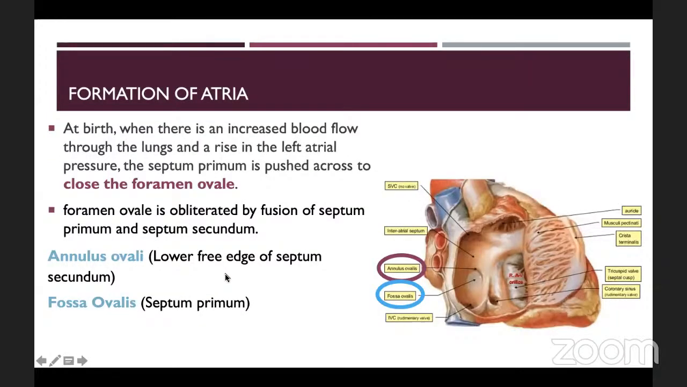At birth, when there is increased blood flow through the lung, raising left atrial pressure, the septum primum is pushed across to close the foramen ovale. The foramen ovale is obliterated by fusion of the septum primum and septum secundum. The annulus ovale is the lower free edge of the septum secundum, here, and the fossa ovale is the septum primum.